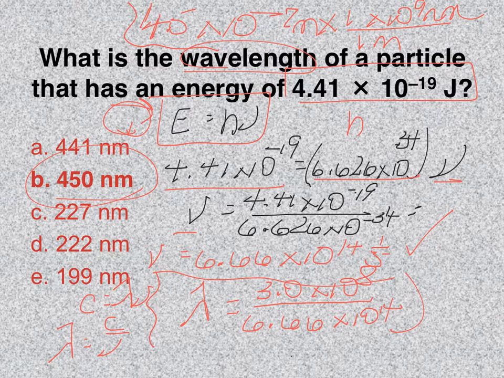So that's it for the second lecture from Chapter 7. The third and last lecture is called Orbitals and Quantum Numbers.